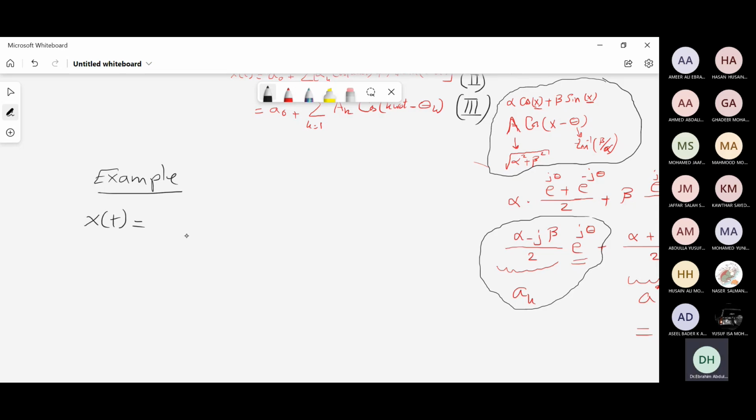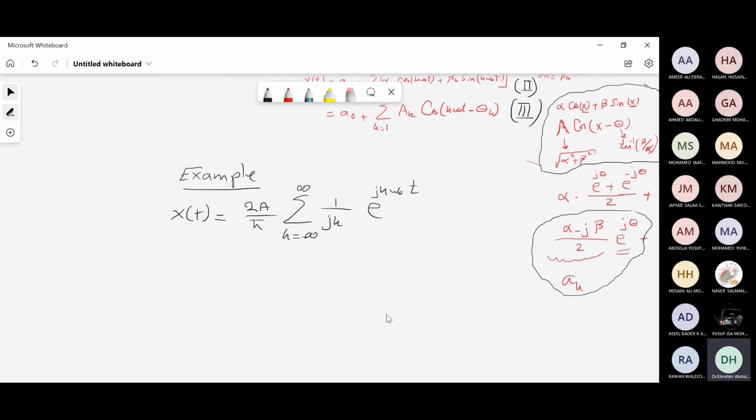Suppose x of t equal to 2a divided by pi, summation of k from minus infinity to plus infinity of 1 over jk e to the power of jk omega naught t.